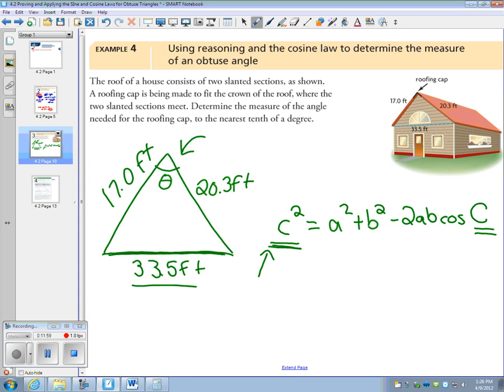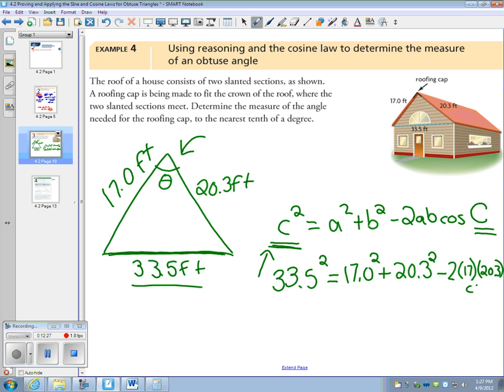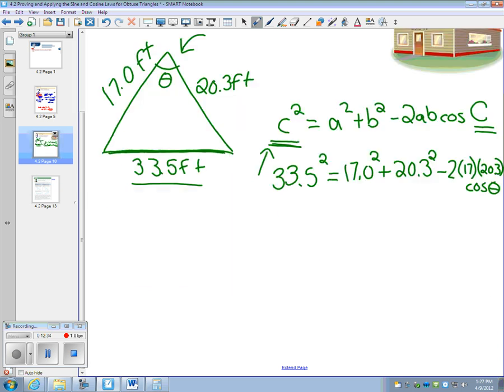to be this 33.5. Okay, so I'm going to put 33.5 squared is equal to, and A and B, it doesn't matter which one I put where, it just needs to be the other two sides. So 17.0 squared plus 20.3 squared minus 2 times 17 times 20.3, I'm running out of space, all times the cos of theta. And I'm trying to get theta by itself. The angle is what I'm trying to figure out. So I need to do some math to get that all by itself.